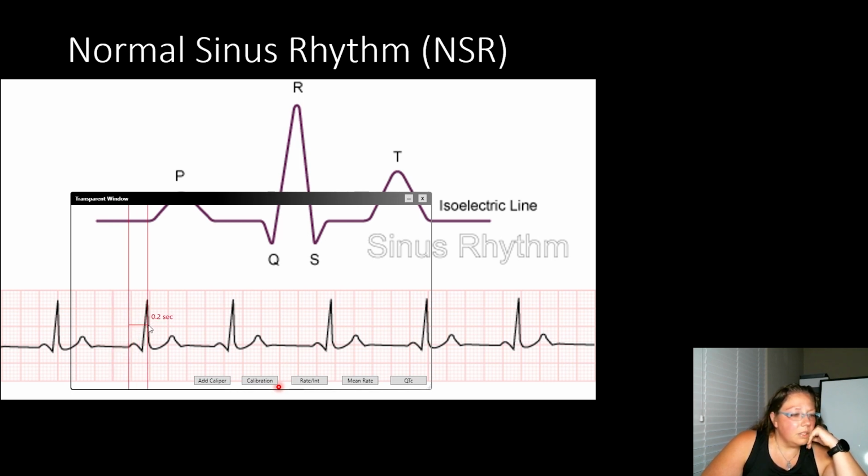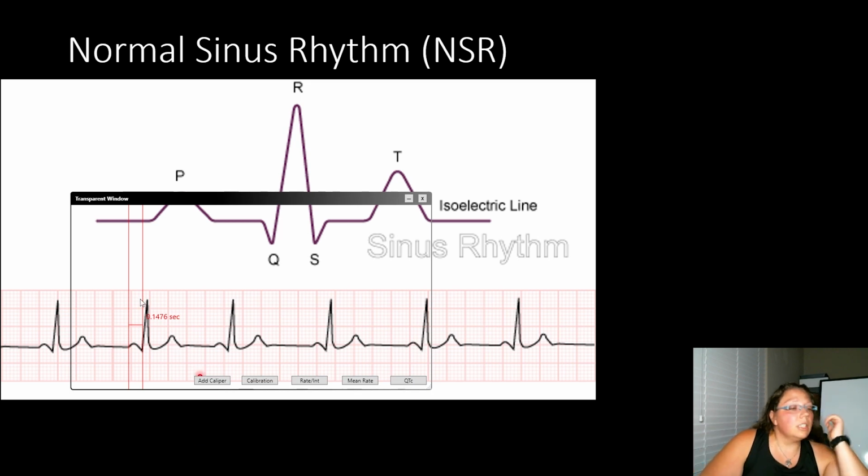So first, let's measure the PR interval. We start at the beginning of the P wave to the start of the QRS. So this is 0.14 seconds. What is normal? It needs to be under 0.2 seconds, right? So that's normal. We don't want that long.